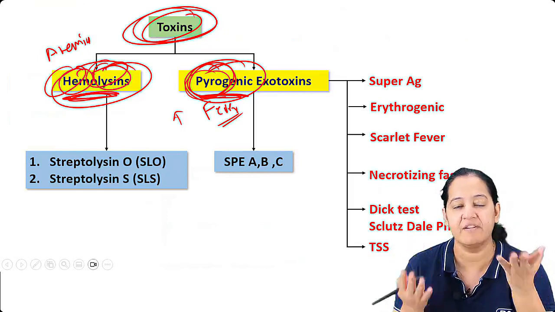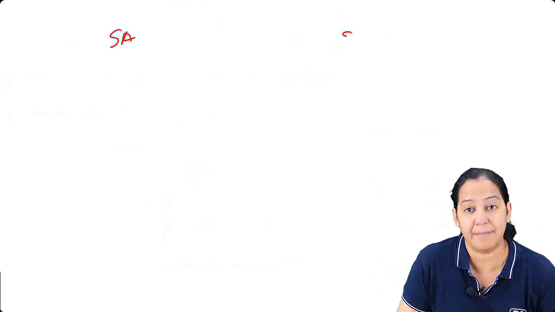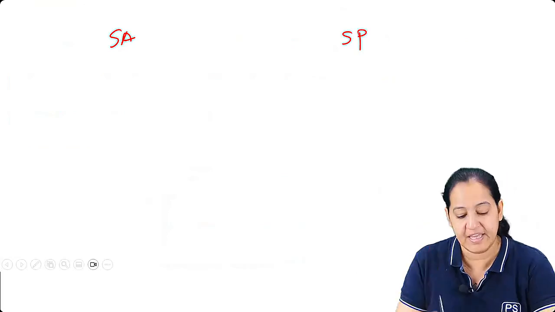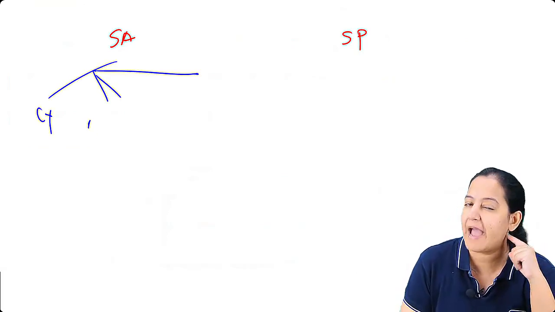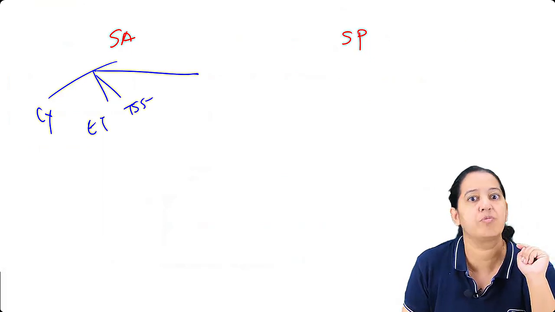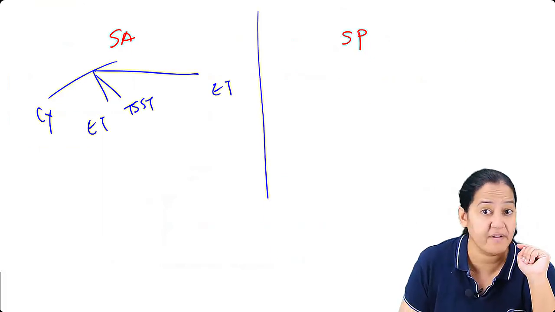First say the name of the two toxins. In Staph aureus, how many toxins do we have? I'm teaching you Streptococcus pyogenes here. There we have four toxins, if you remember: cytolytic toxin, enterotoxin, toxic shock syndrome toxin, and epidermolytic toxin. I will not say revise again and again, okay?